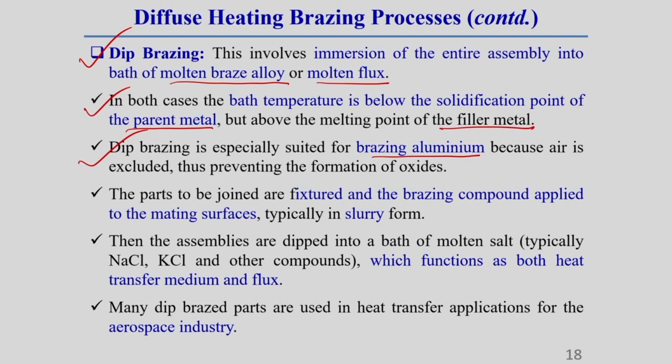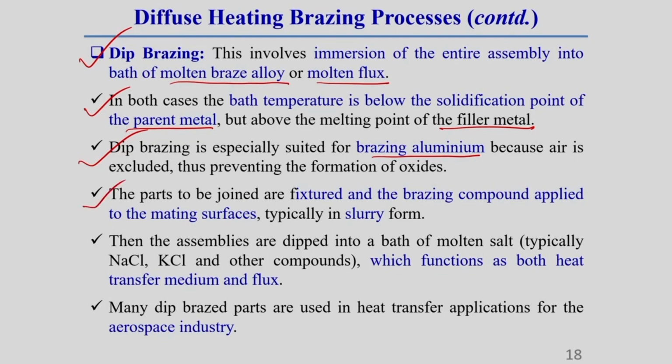Once it is included in the joining region, it acts as an inclusion, that is a defect. That is why, to do aluminum welding, it is better to use dip brazing, because if we keep this assembly inside the molten bath, then the chances of that type of oxidation will not be there. That is why I have written that for aluminum brazing, dip brazing is preferable.